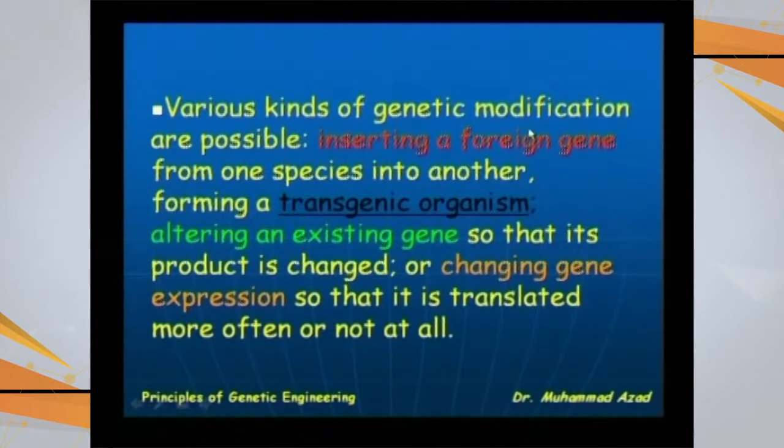Various kinds of genetic modifications are possible. One, inserting a foreign gene from one species into another, forming a transgenic organism. Second possibility is alteration of an existing gene so that its product is changed. And the third possibility is changing gene expression so that it is translated more often or not at all.